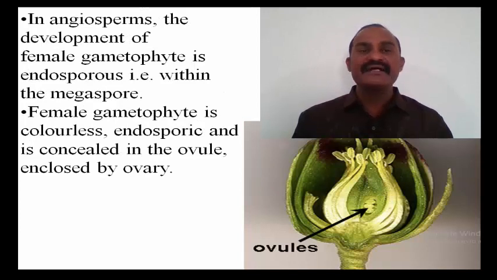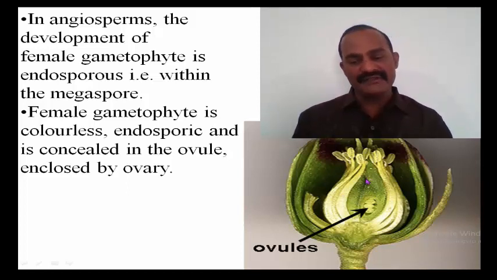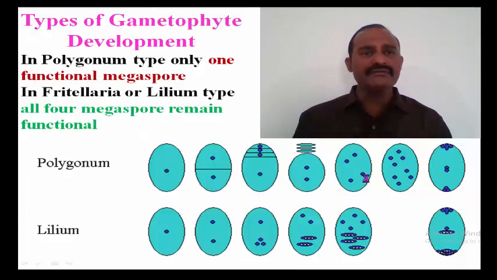In angiosperms, the development of the female gametophyte is endosporic. It occurs within the single structure of the ovule, so it is called endosporic. And if you see this photograph, the female gametophyte is colorless, endosporic, and concealed within the ovule, and ovules are enclosed within the ovaries.